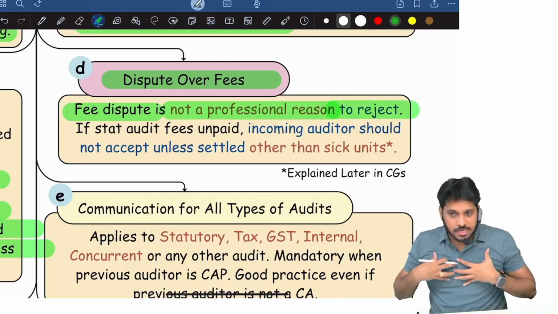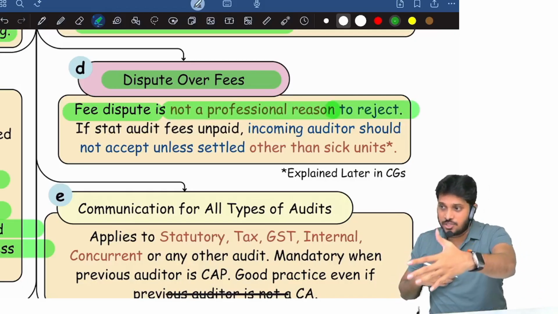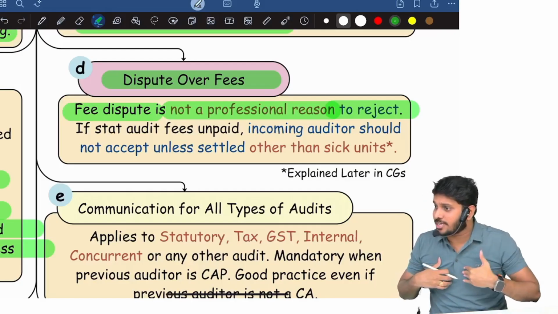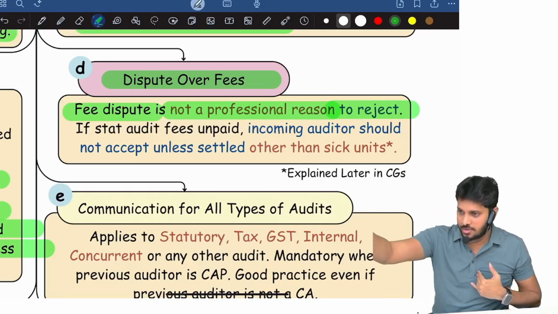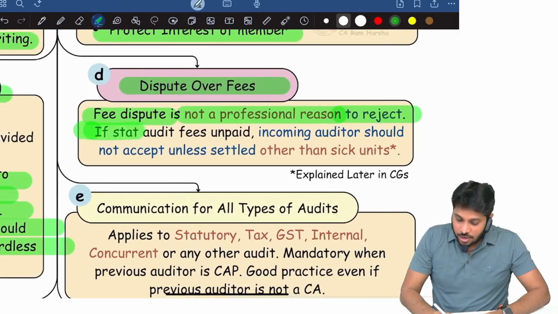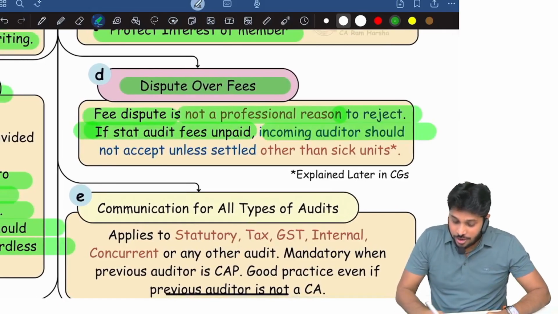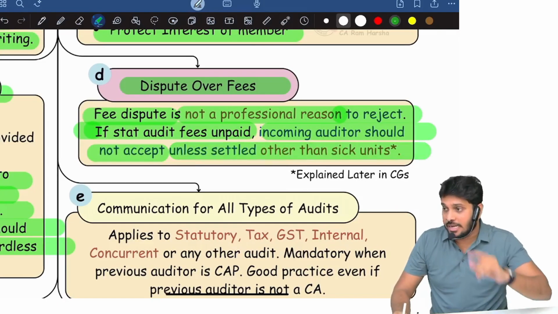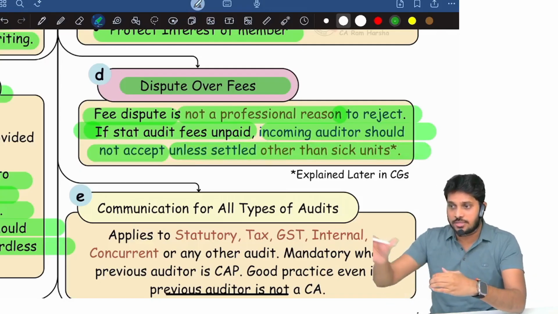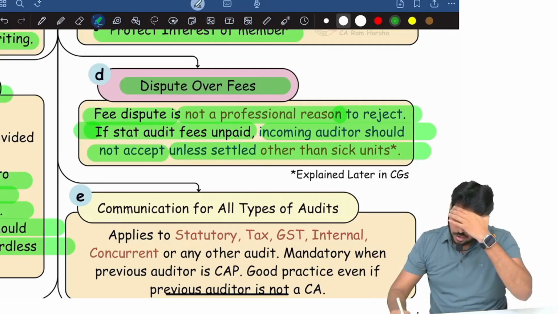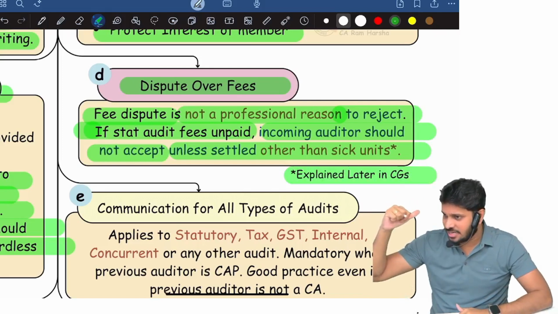Okay, suppose I am the incoming auditor and the previous auditor's fees are under dispute. Just because it is under dispute, I should not reject the appointment; I should accept, provided I communicate with him. Now, if the stat audit fees are unpaid, the incoming auditor should not accept unless settled, other than for sick units. Only for sick units will this exception be there. Sick units, I will explain later in the council guidelines.